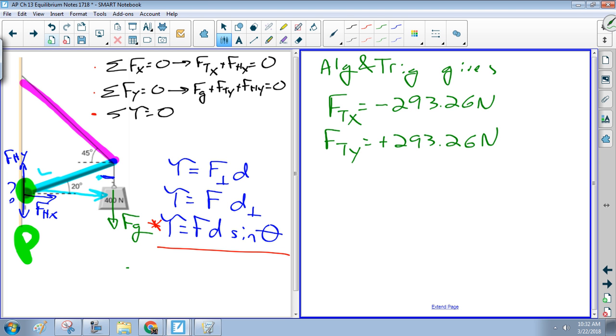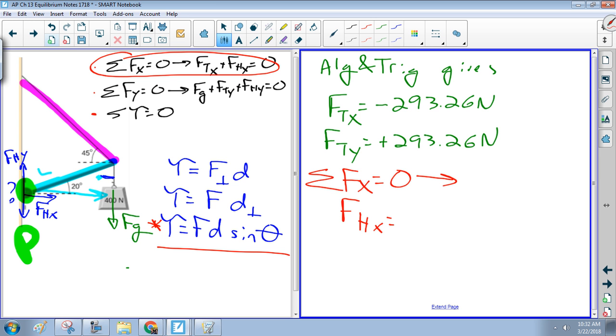All right. So then, if you use this, the net force in the x direction is 0, tells us that the force of the hinge in the x direction has got to be positive 293.26. Everybody follow what I did there? Basically, we knew the tension in the x direction, we got to find the hinge in the x direction. Follow? Too fast, or are we good?